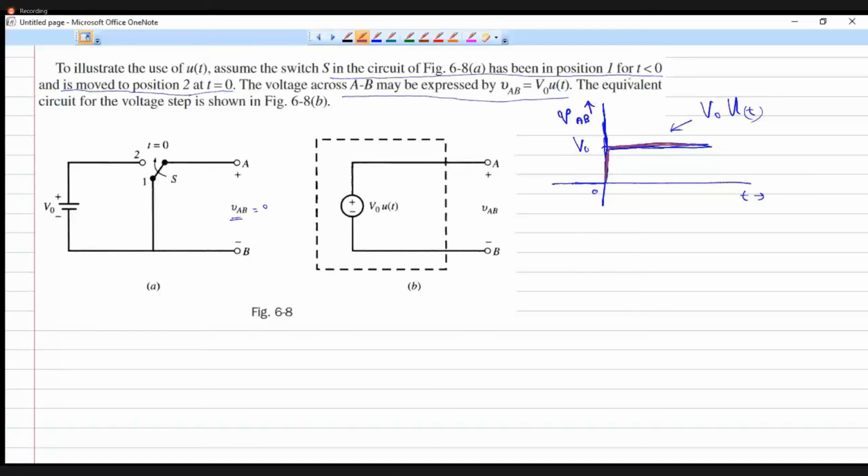So if you have understood, then I will modify this question. Instead of throwing the switch at t is equal to 0, what if I throw the switch at t is equal to 1? How will this function get modified? If you can answer that question, then you have fully understood what I meant to say. You understood my question? Instead of throwing the switch to position 2 at t is equal to 0, I am throwing this switch to position 2 at t is equal to 1. So how can I represent this network?